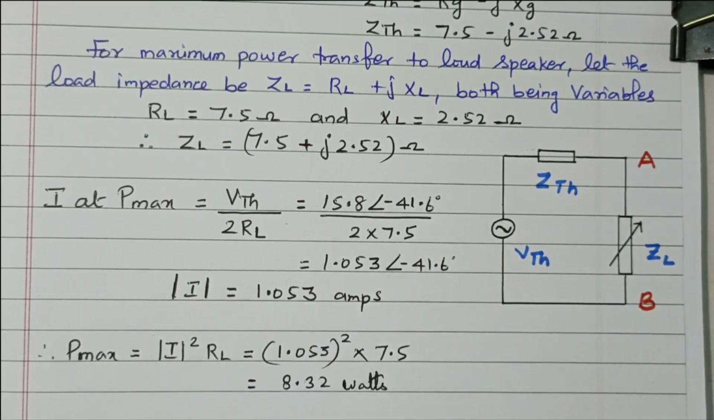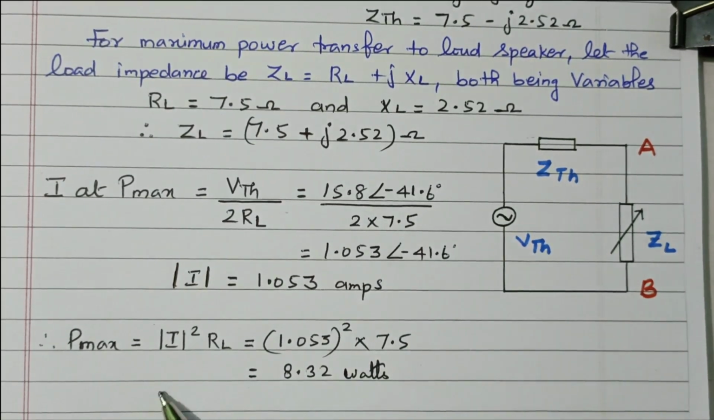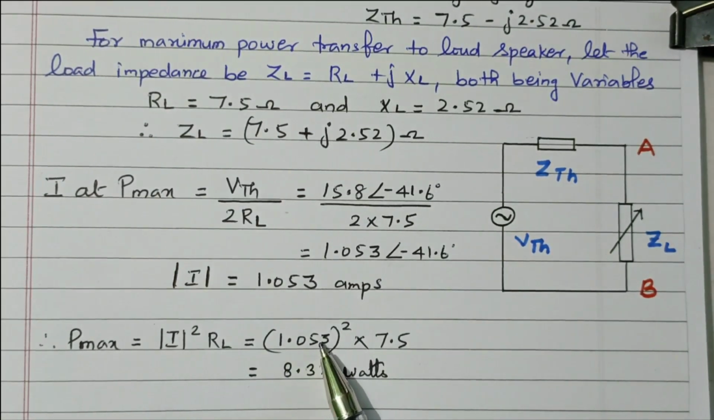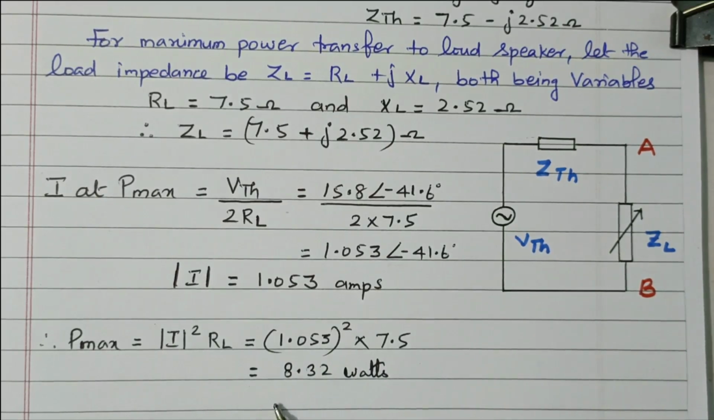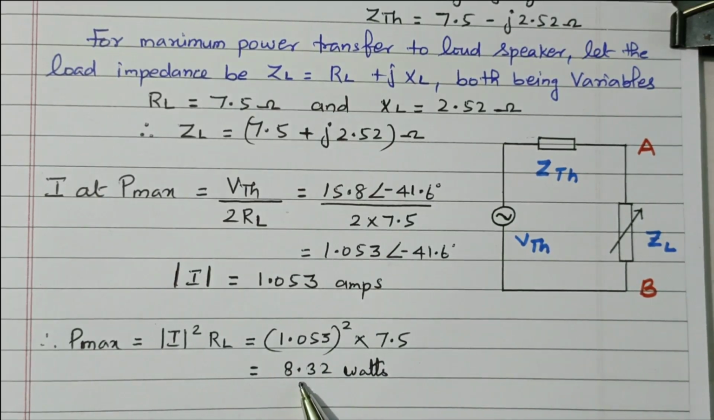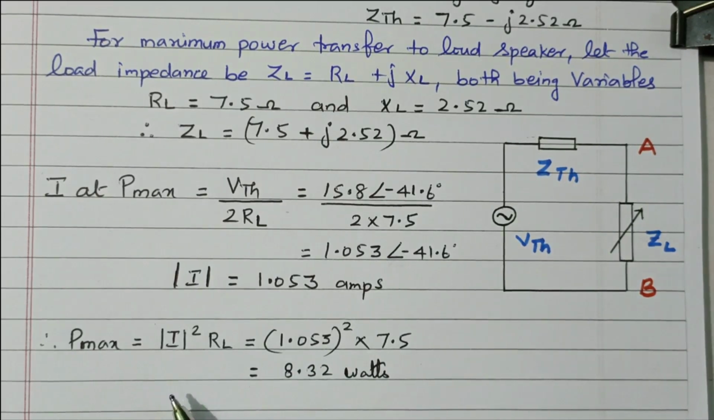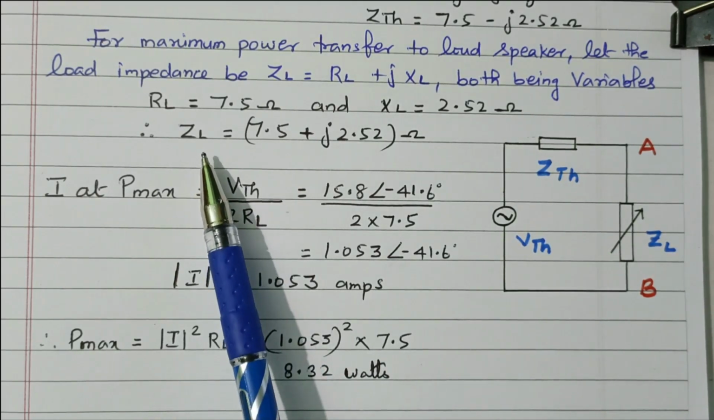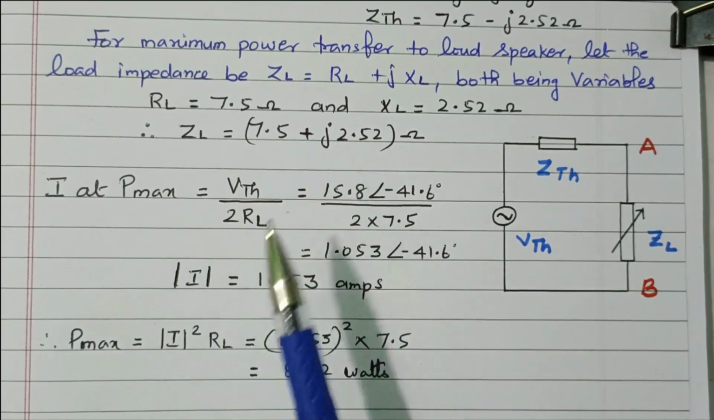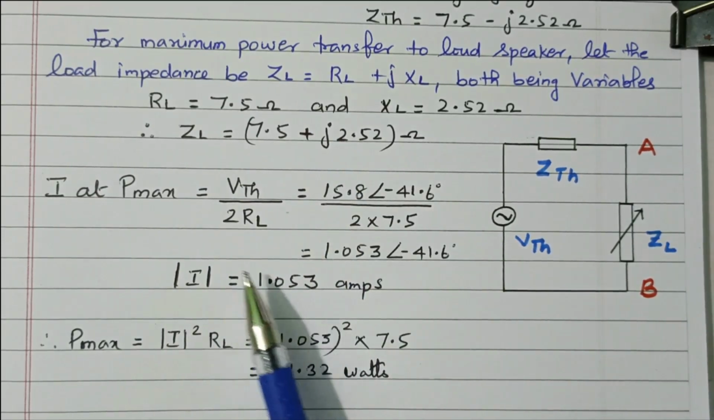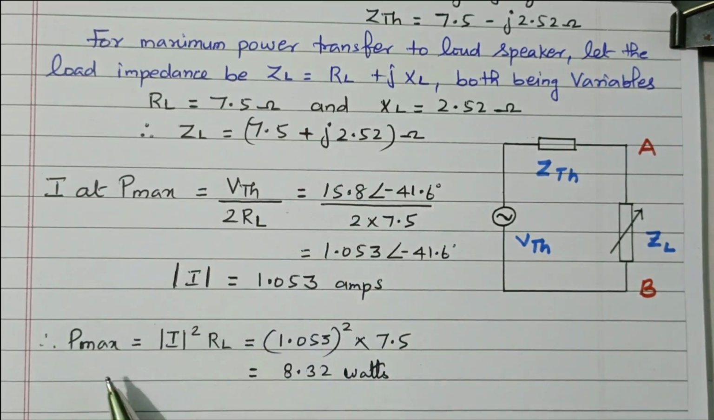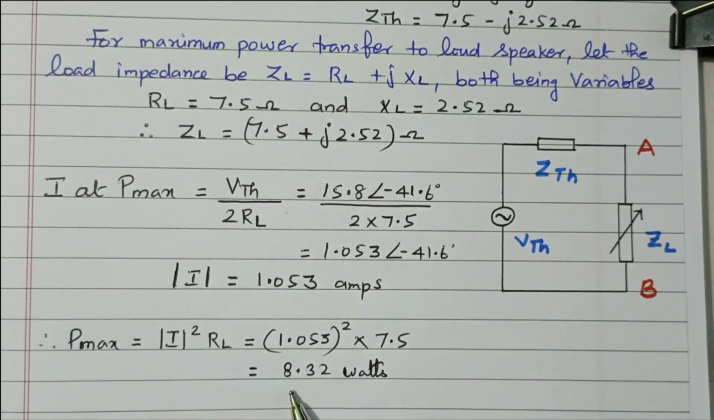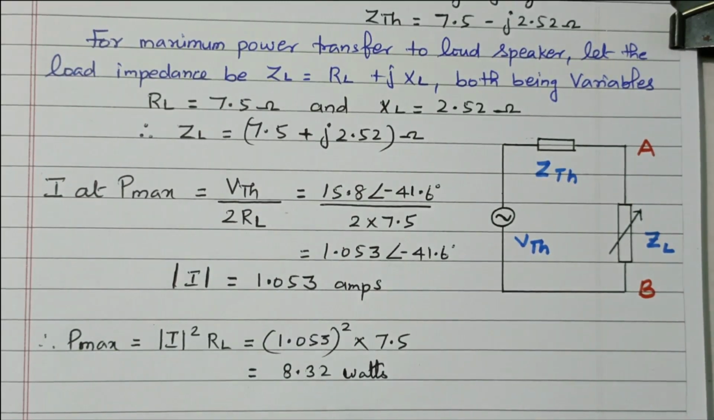From that we can find the power value, I square RL. So 1.053 squared into 7.5 is 8.32 watts. This is the power delivered to the loudspeaker, the maximum power. So we calculated the impedance of the loudspeaker, then the current flowing through the loudspeaker under maximum power condition, and the value of the maximum power, 8.32 watts.